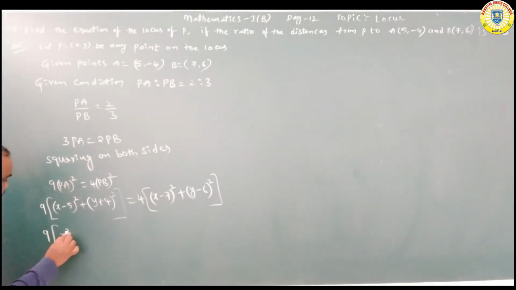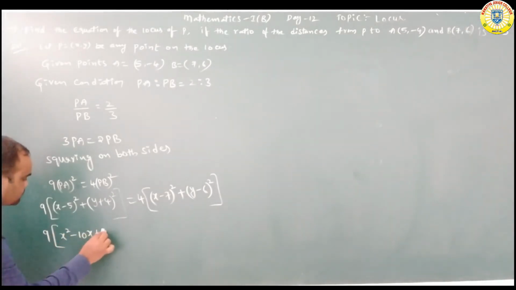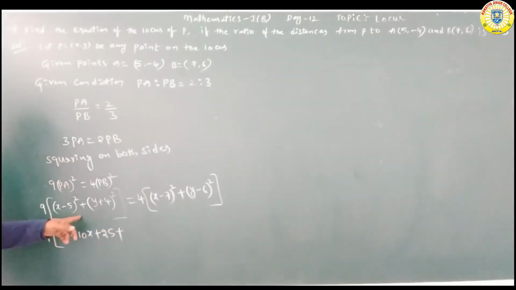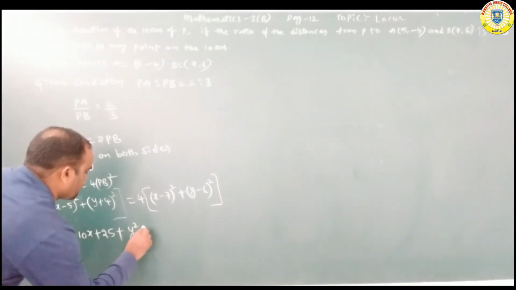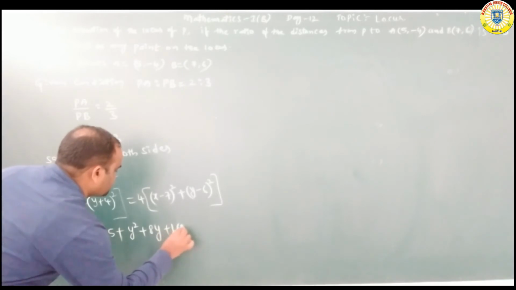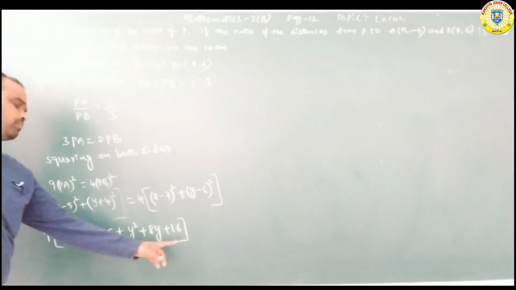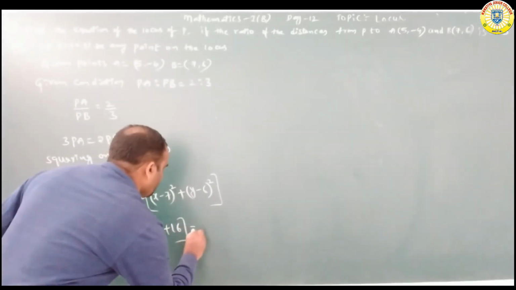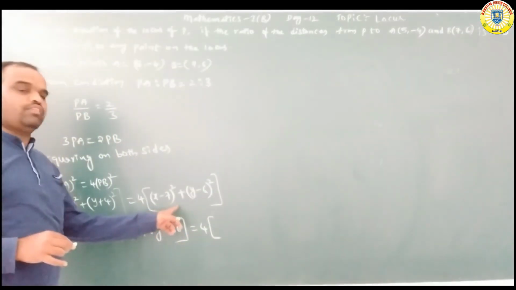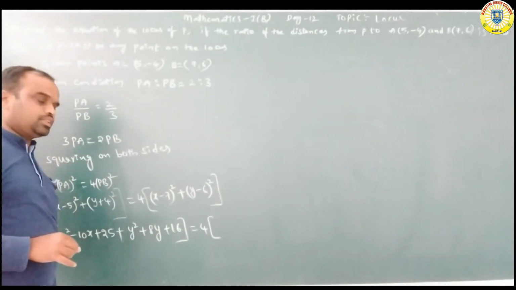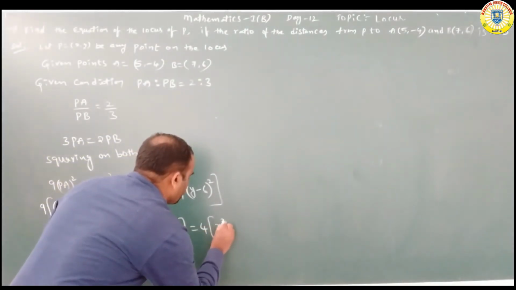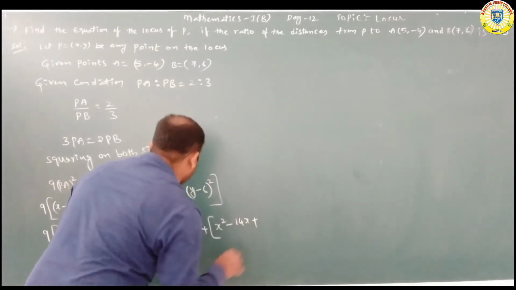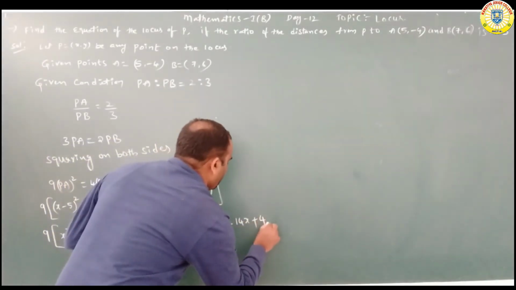Now we are simplifying this one. Here 9 into (x minus 5) whole square: x square minus 10x plus 25. Then (y plus 4) whole square: y square plus 8y plus 16, is equal to 4 into (x minus 7) whole square plus (y minus 6) whole square. (x minus 7) whole square: x square minus 14x plus 49.